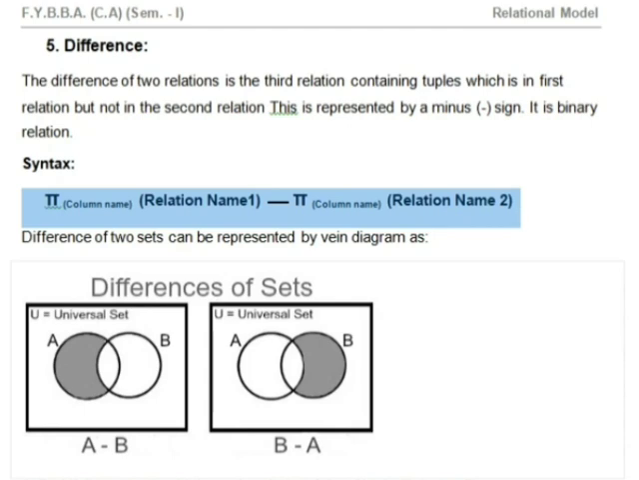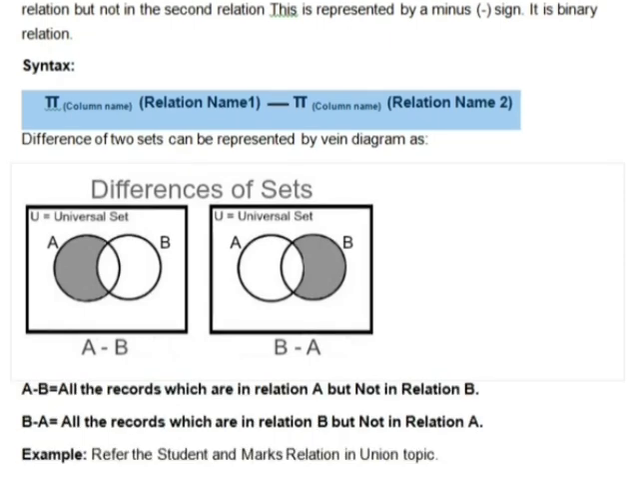The difference of two sets can be shown in the Venn diagram. Here is the representation of A minus B, and here is the representation of B minus A. A minus B, or A difference B, is all the records which are in relation A but not in relation B. And B minus A means all the records which are in B but not in A.